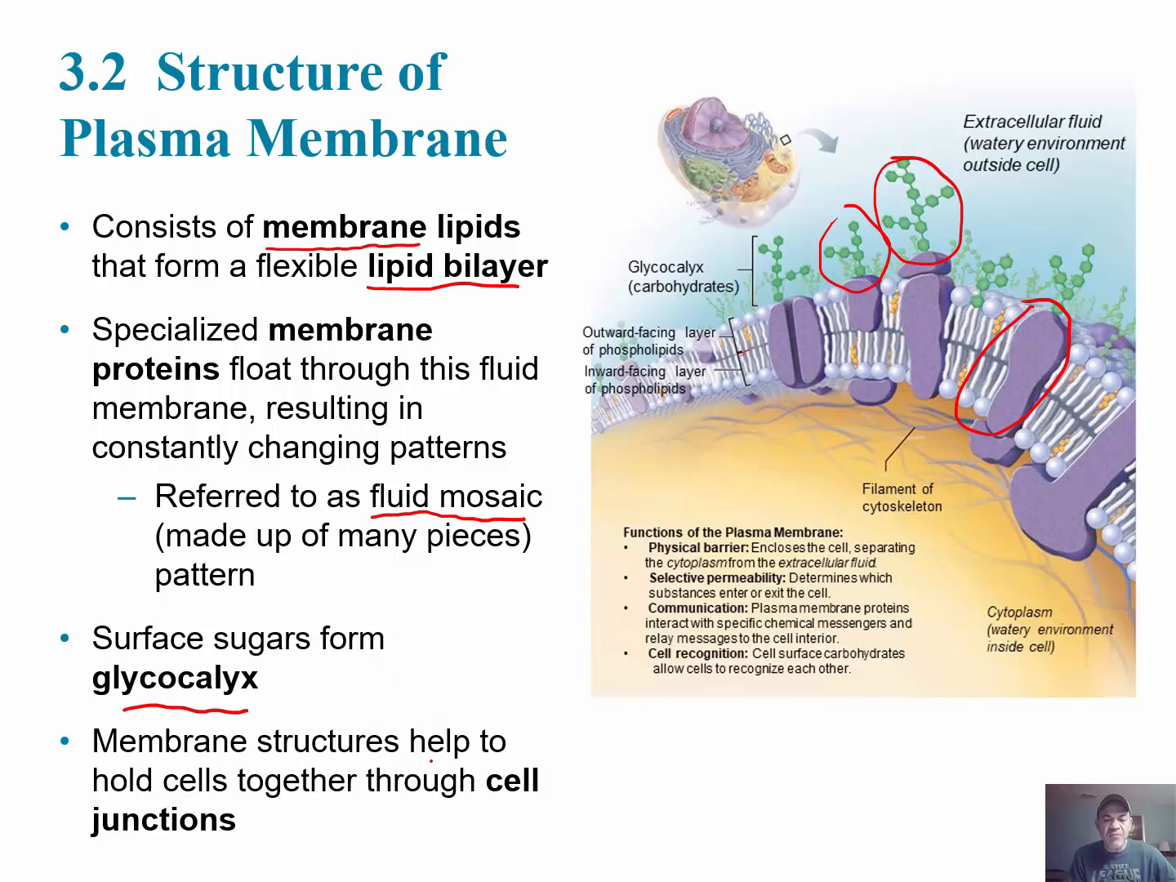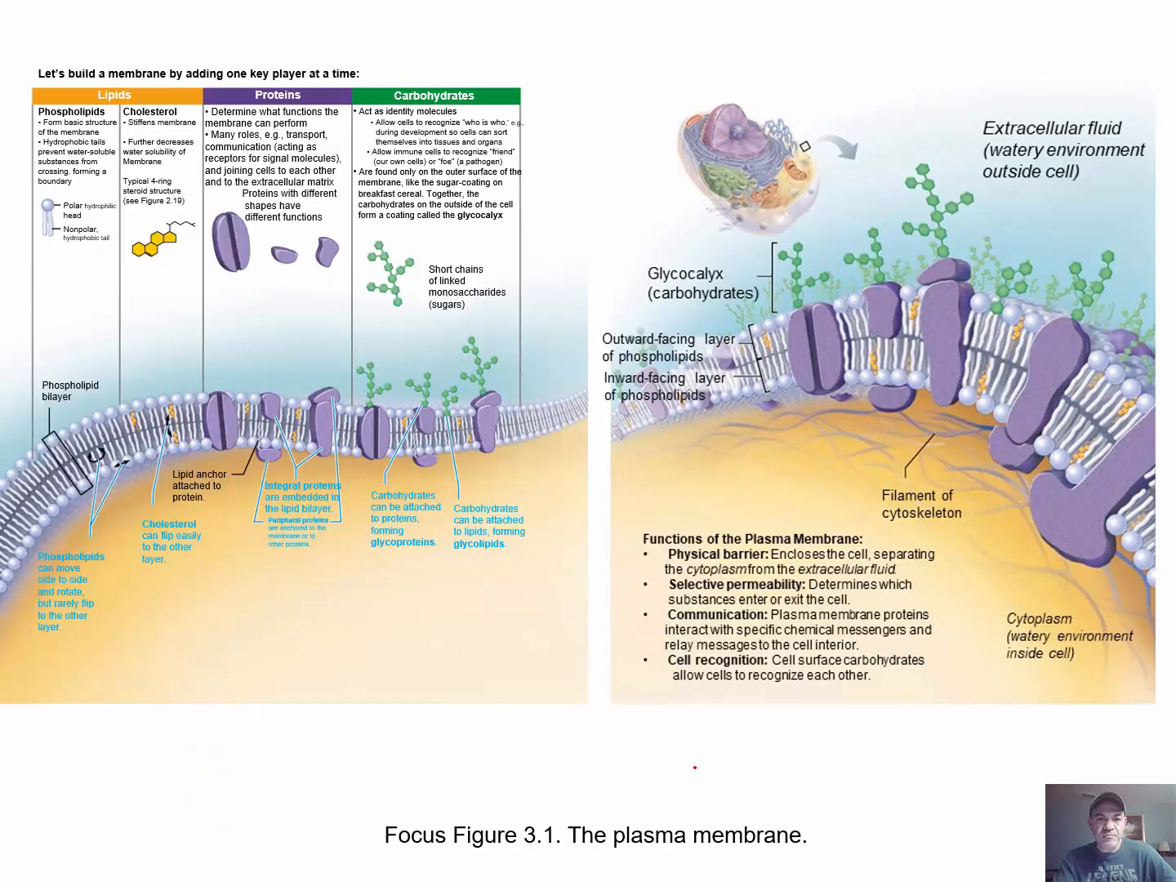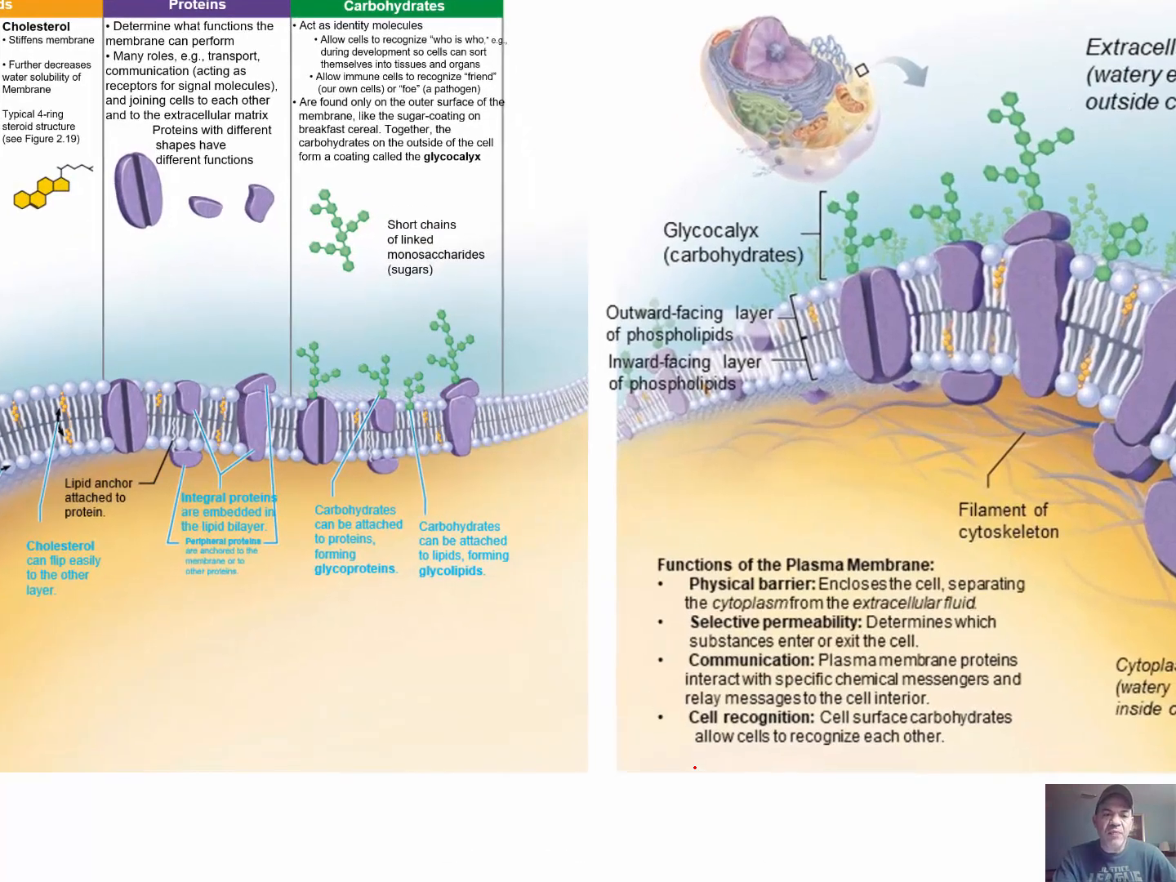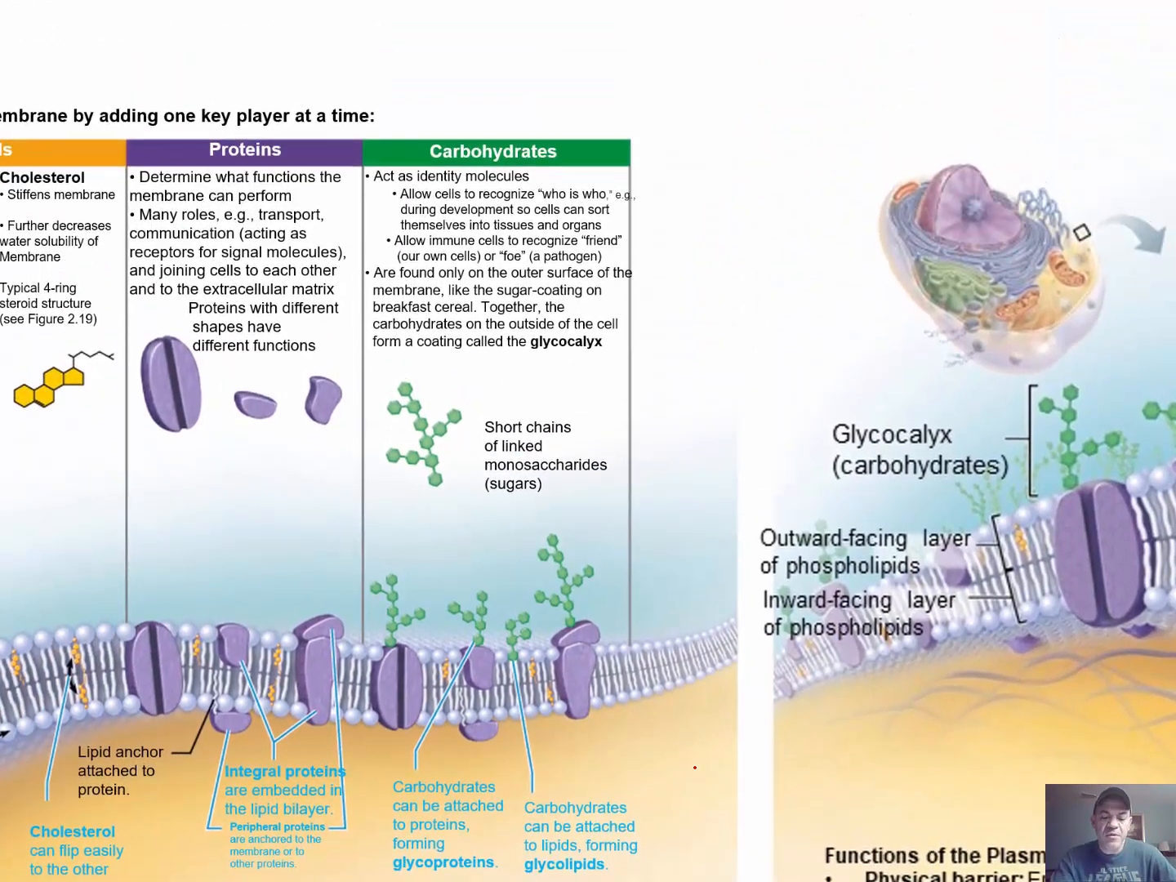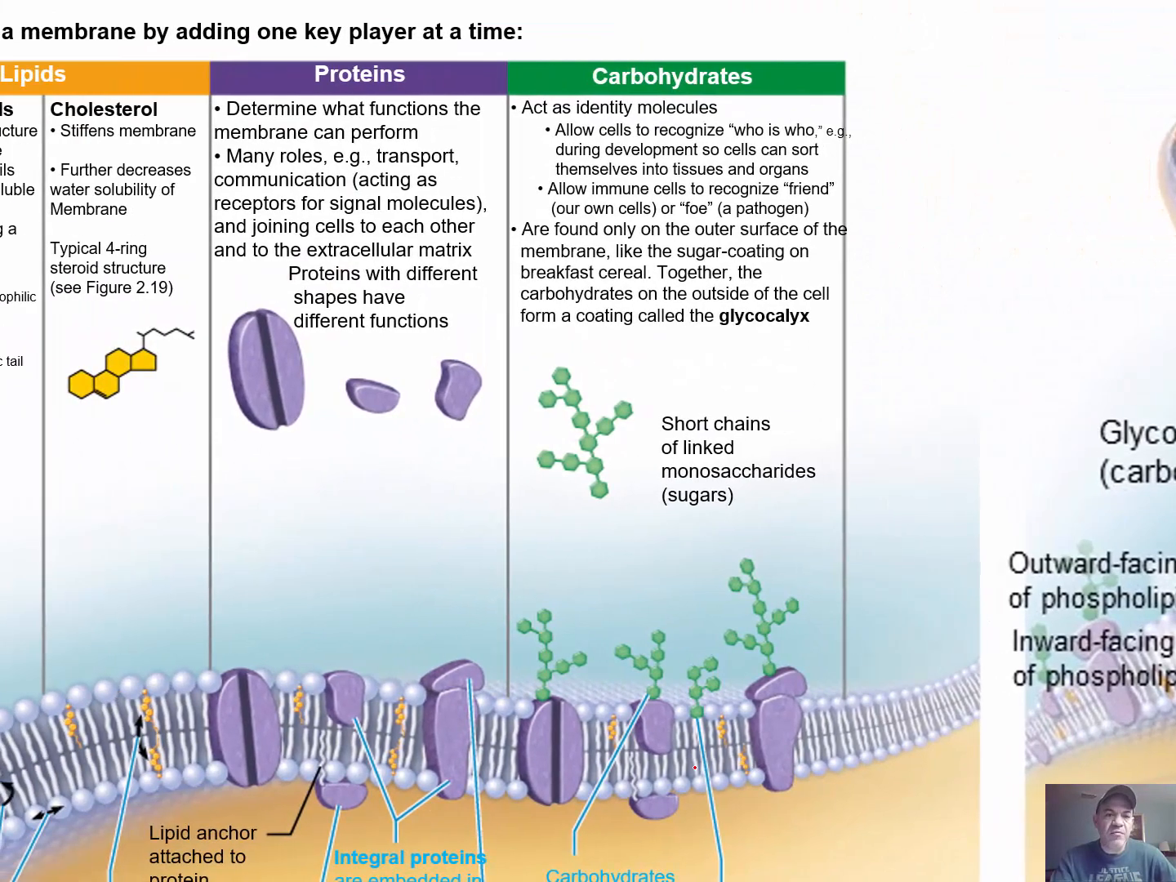And some of the membrane structure is going to help to hold cells together through cell junctions. This was mentioned in the objectives earlier, things like desmosomes and gap junctions. So looking at the chemical composition of what we see in there, the bilayer is going to be formed by these phospholipids, and they're going to have hydrophobic tails preventing water-soluble substances from crossing through the boundary there of the membrane.